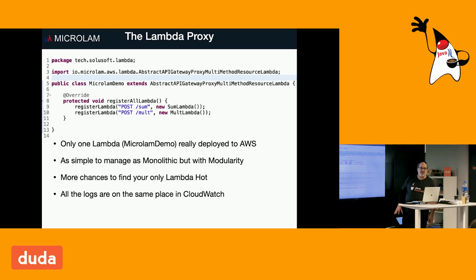Regarding AWS, using only one Lambda for all your calls is an anti-pattern, but having several, doing it this way, it's not completely true, because it's simplifying your deployment. It's as simple as monolithic code, but it's modular. You have more chance to get your Lambda hot, and you get all your logs in the same place in CloudWatch. So it's easier to search for what you are looking for.